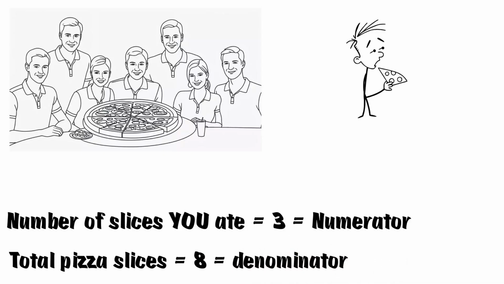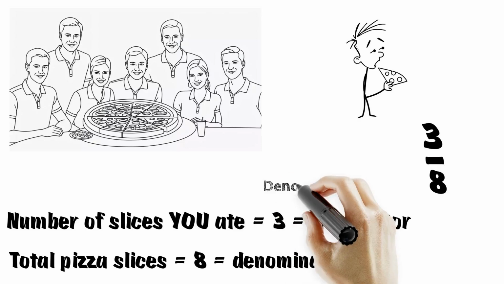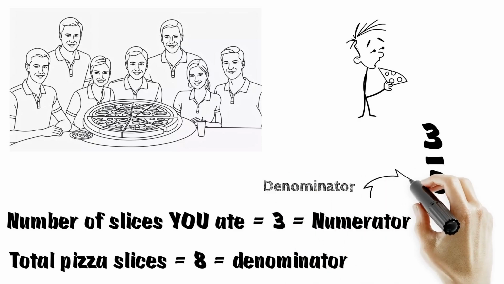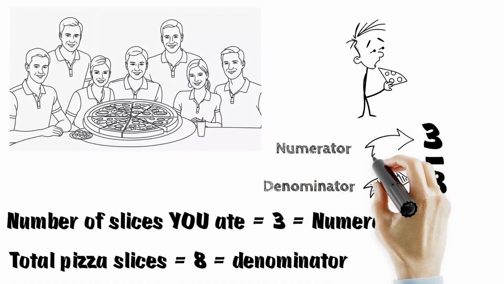That represents your numerator. So let's look at this in fraction form. We have 8 as our total, and it goes on the bottom. Next, we have our fraction line, and then finally we have the part of the pizza that you ate, which is 3. So in this example, you ate exactly 3/8 of the entire pizza.